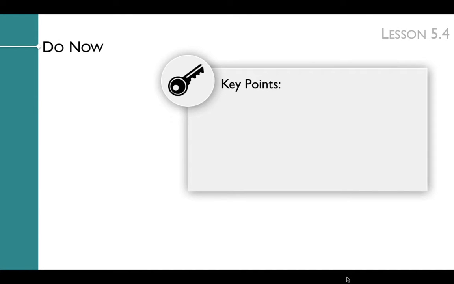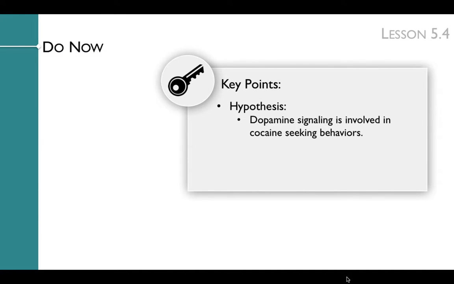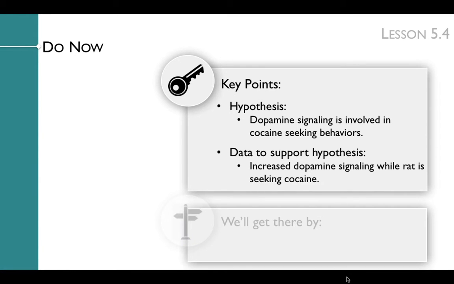The key points of the lesson's do now are to focus on the hypothesis for the lab, which is that dopamine signaling is involved in cocaine-seeking behaviors. The do now also forces students to predict data that would support the hypothesis, which would be increased dopamine signaling while the rat is seeking cocaine.